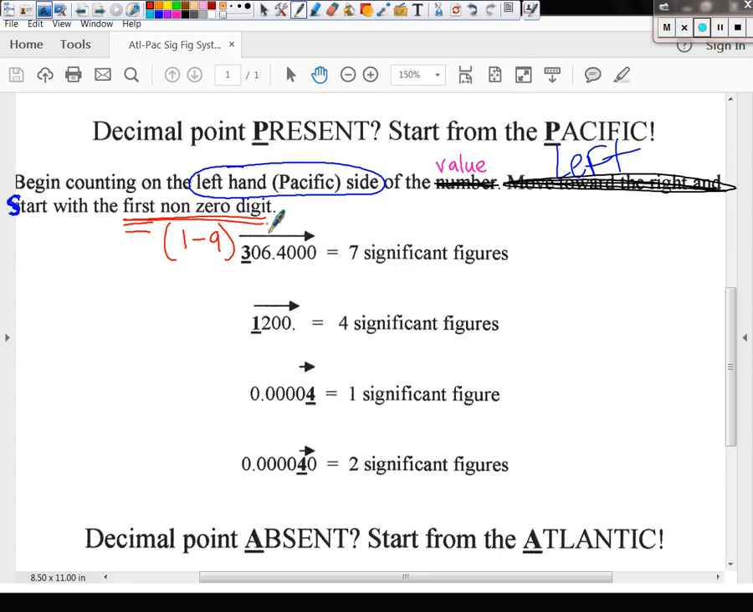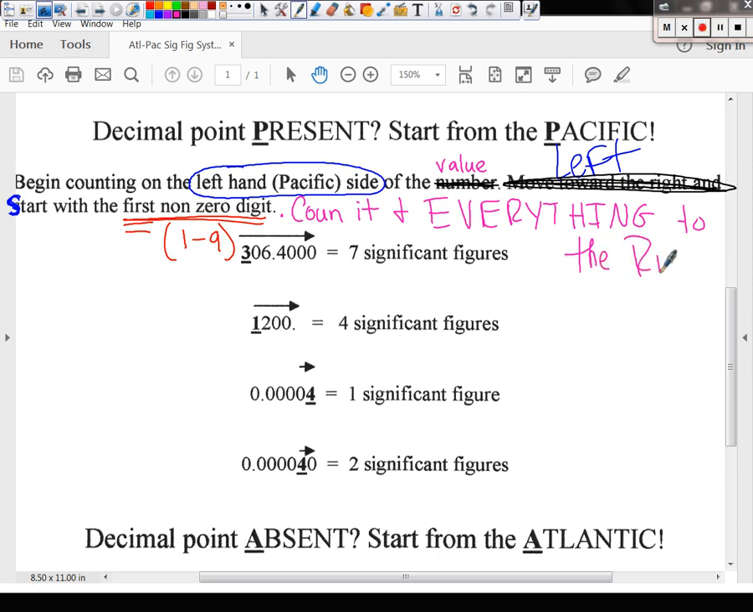And then this is what we're going to do. This is the part that you have to add. Count it and everything to the right. I'll give you a second to copy that, and I promise you I'm going to explain this if this sounds kind of weird.